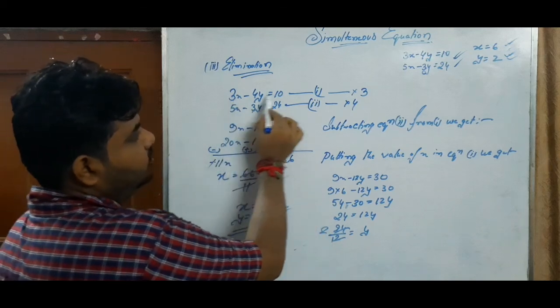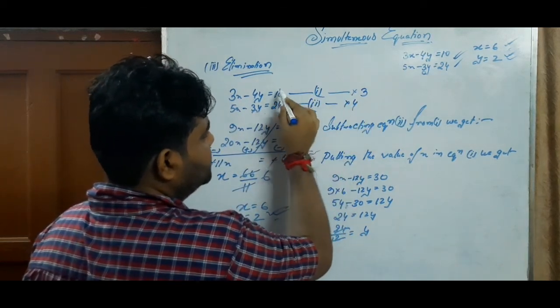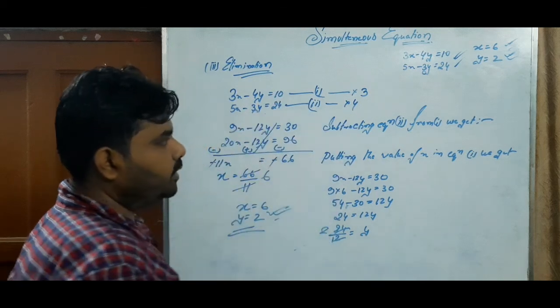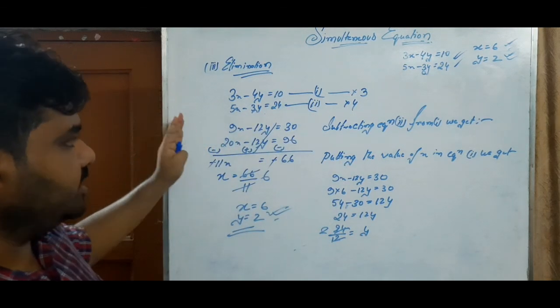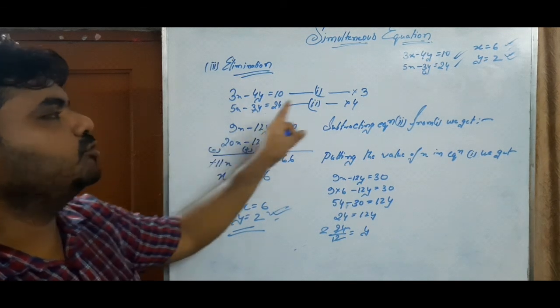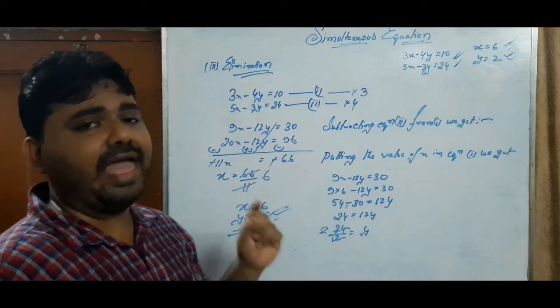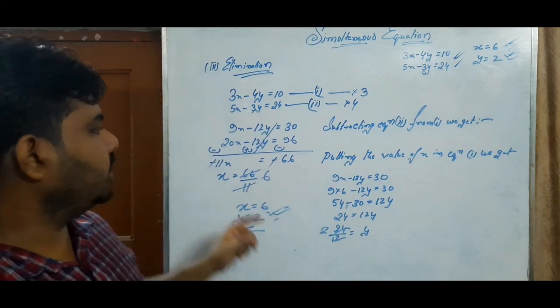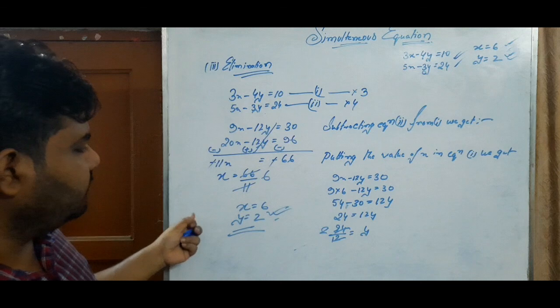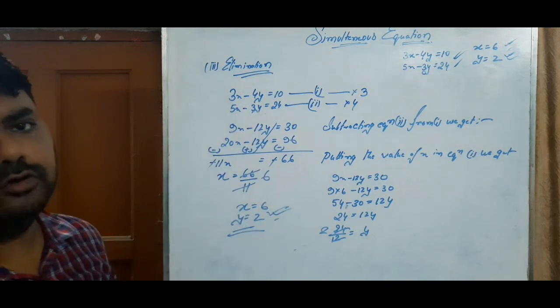Means the first equation with the help of 3 and the second equation with the help of 4. Okay, now since the sign of both the y terms is equal, we have to subtract, and if the signs are different, we have to add. Make sure of it. Okay, now by solving we can get the value of x. Now putting the value of x in any of the equations, we get the value of y.